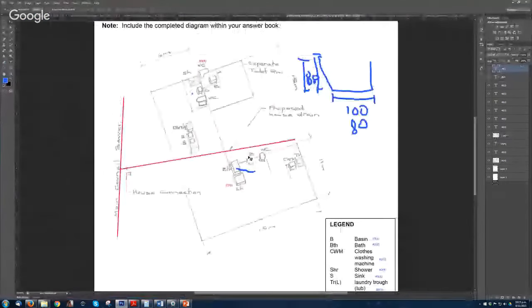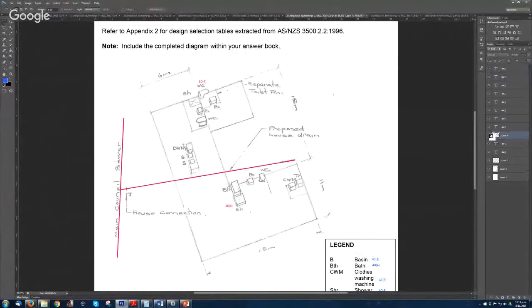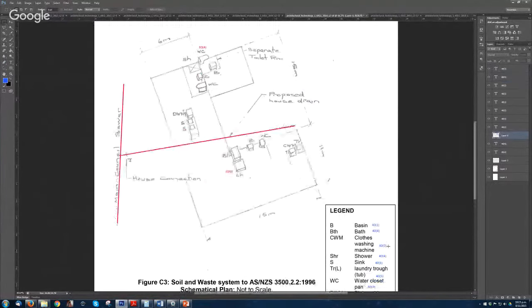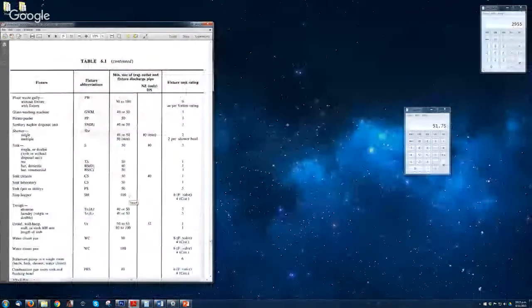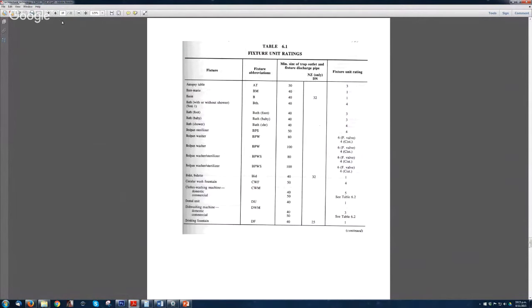Go back to here. For the shower, you know how you got 40 and 4? Are you using table 6.1 continued or just table 6.1? Because on the other one, the shower single is like 40 and then the unit rating is 2, not 4. Shower single 42, and you said the other one? The other one I think was 40 and 3, I think it was. 40 and 4 here. Yeah.